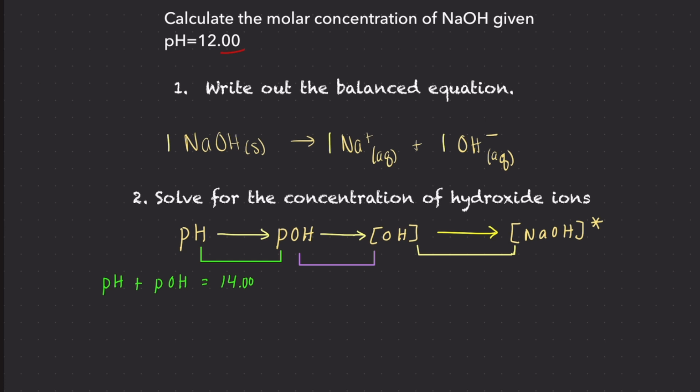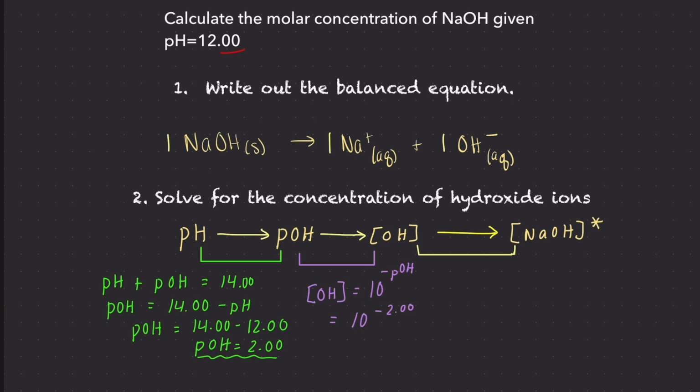pH plus pOH is equal to 14.00. So when we plug in the given information, we could rearrange and solve for pOH by subtracting pH from 14. So we get pOH is equal to 14 minus 12, which is 2.00.